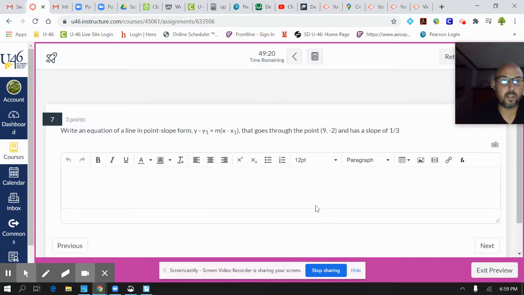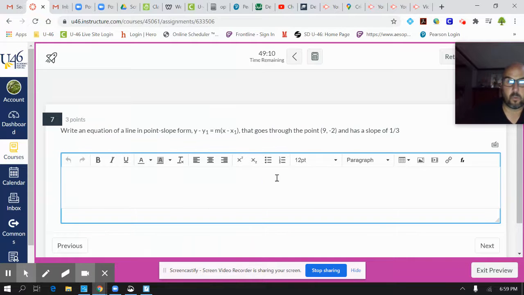Number 7, write an equation of a line in point-slope form, just in case you forgot it's right here, that goes through this point, 9, negative 2, and has a slope of 1/3. Here you do not need to show your work because there's no work to be shown. You are just plugging in numbers. Here it's testing, do you know what you've got, and do you know where it goes? You've got a point and the slope, so that's enough for point-slope form. You just have to put them in the right positions.